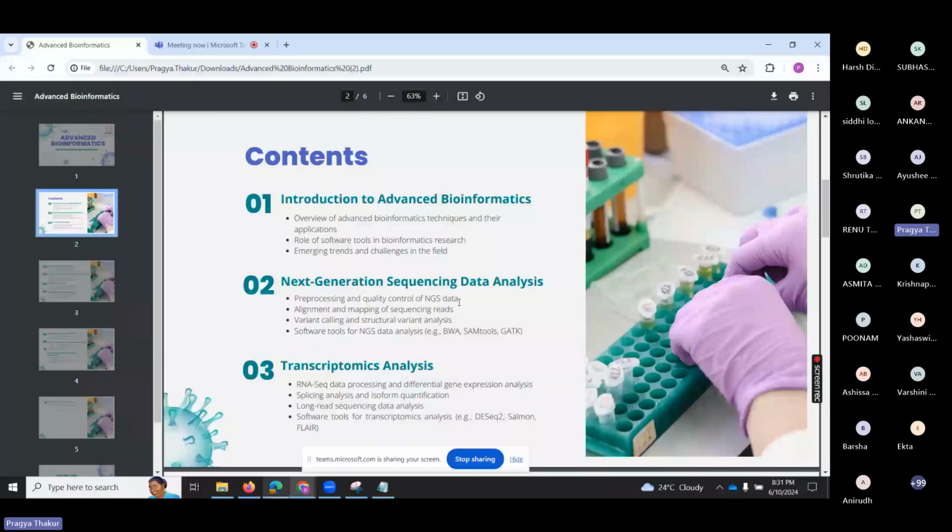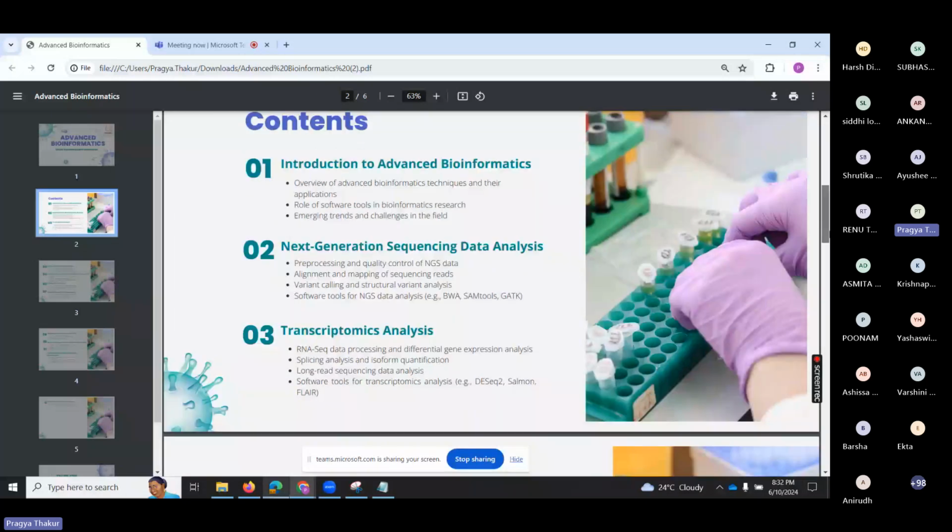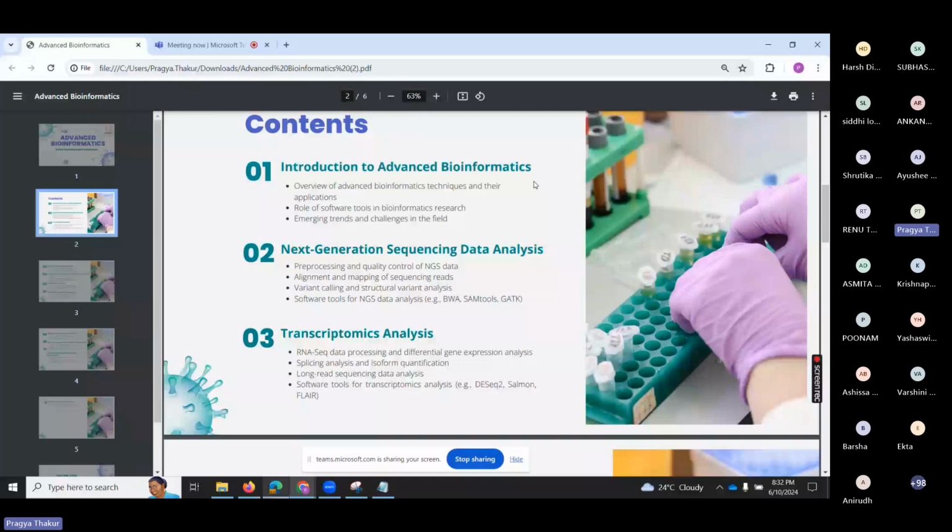Then we will see the alignment and mapping of sequence reads, how these sequence reads have different variants and how we call those variants. We will also see the structural variants. So these are the 3 software tools for NGS data: BWA, SAMtools, and GATK. These are the fields which come under advanced bioinformatics. These are not simple bioinformatics, but advanced bioinformatics.